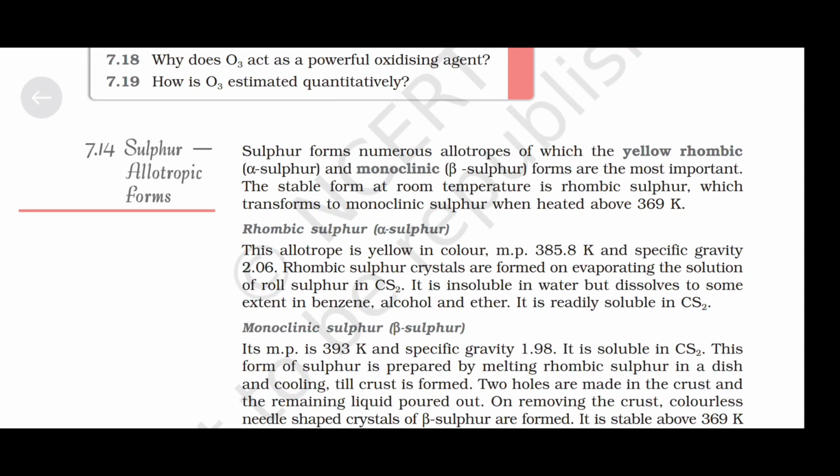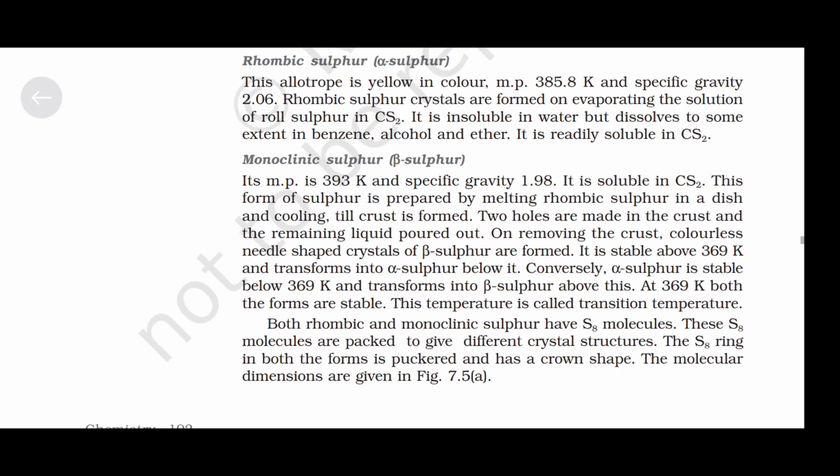Monoclinic sulfur, beta sulfur. Its melting point is 393 Kelvin and specific gravity 1.98. It is soluble in carbon disulfide. This form of sulfur is prepared by melting rhombic sulfur in a dish and cooling till a crust is formed. Two holes are made in the crust and the remaining liquid poured out. On removing the crust, colorless needle-shaped crystals of beta sulfur are formed.